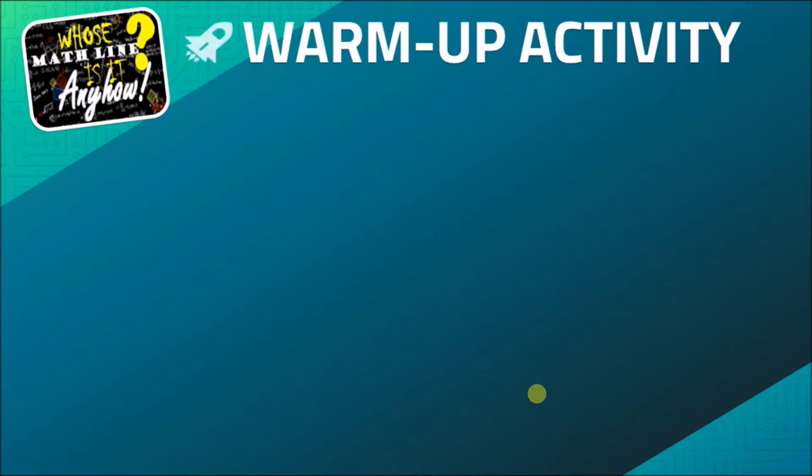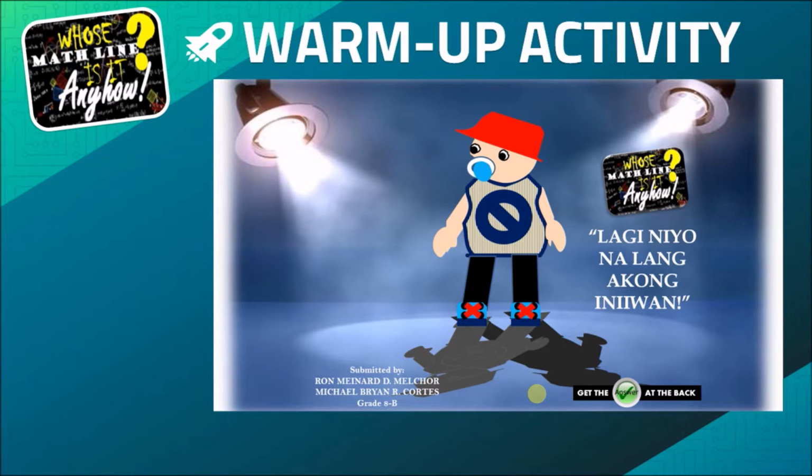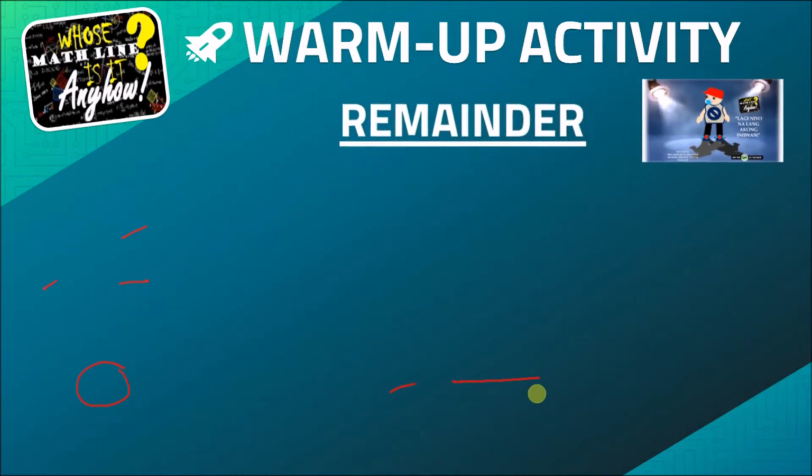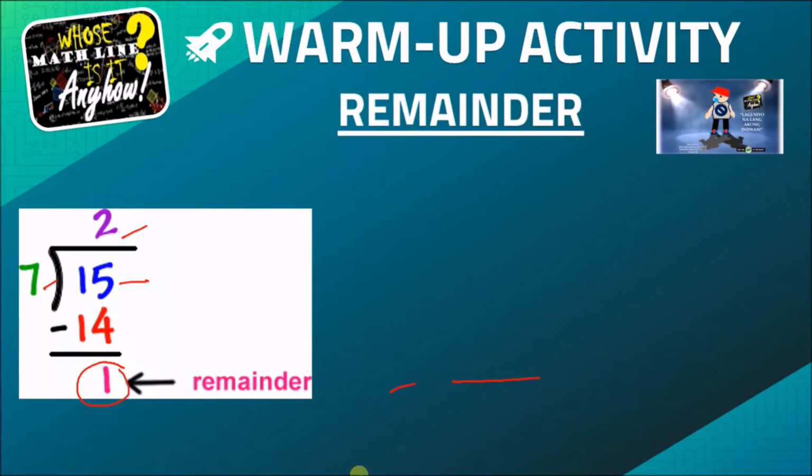Okay? And isa pa na "Whose Math Line Is It Anyhow?": lagi nyo na lang akong iniiwan. Sino kaya yan na iniwanan? So the answer is remainder. Tama nga naman, parating iniiwan siya sa dulo ng process. Siya yung located dito sa lower part ng division process. And to give you an idea, yung mga parts ng ating division process na i-implement din natin mamaya pagdating sa polynomial, we have the dividend, we have the divisor, we have also the quotient.